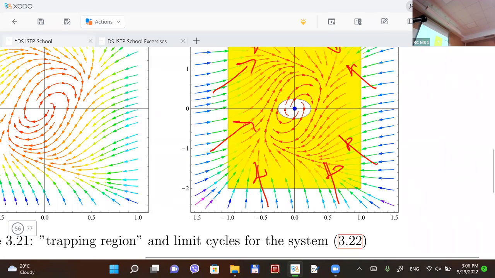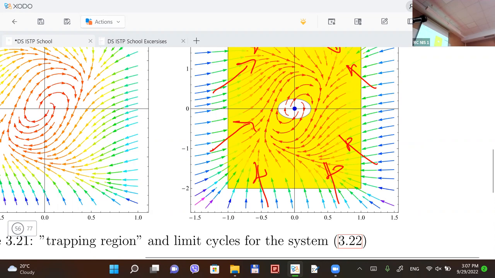Of course, in applications, usually we have parameters, and usually the stability of the fixed point depends on that parameter. So if you want to prove that for some parameters there is a limit cycle, then first you have to make sure that your fixed point inside is unstable, so that it repels the trajectories, then construct the trapping region.